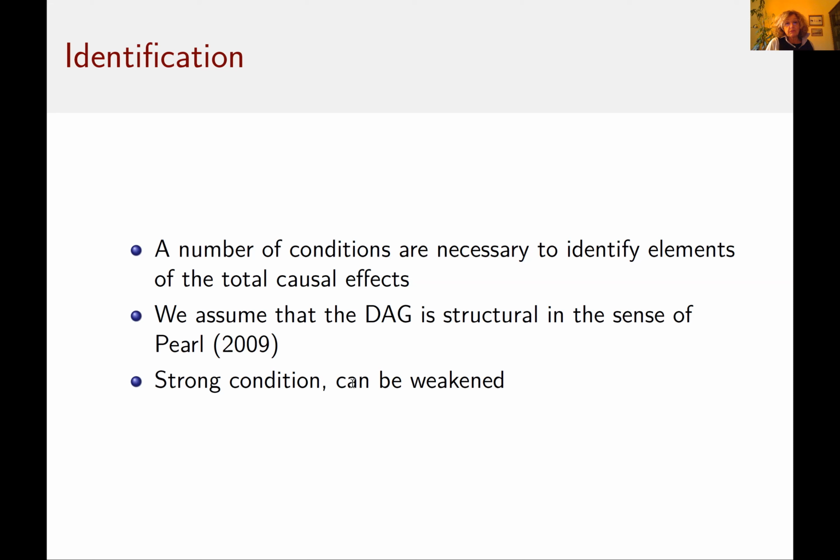Now, a number of conditions are necessary to identify the total causal effect and its decomposition. We assume that the directed acyclic graph is structural in the sense of Pearl, which is a rather strong condition that can be weakened, but this talk will take it as a basic assumption. And again, I will not be concerned about issues of identification.